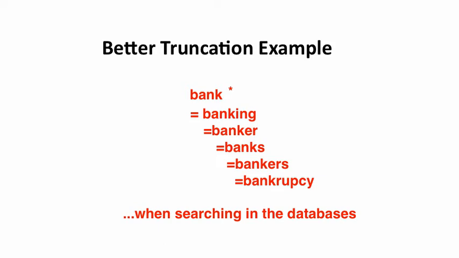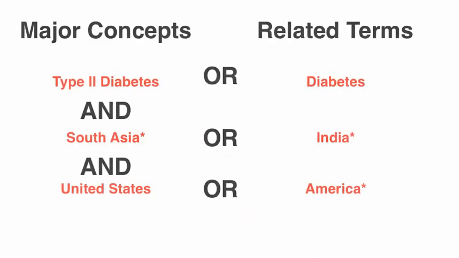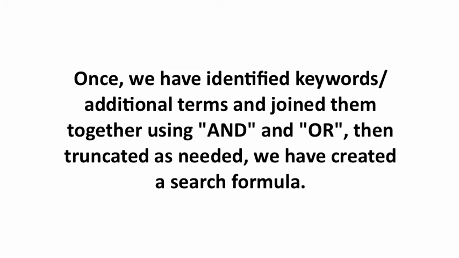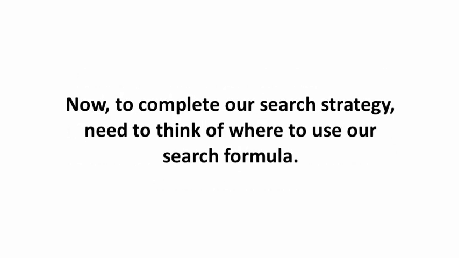This is an advanced search tip, but I think we can start using it. You don't have to, but it is quite helpful. Alright, so now that we've joined all our words together, we've truncated the ones where it might be useful to truncate, we're ready to begin searching for materials. So once we've developed our search formula, in order to complete our search strategy, we need to start thinking about where we want to search.